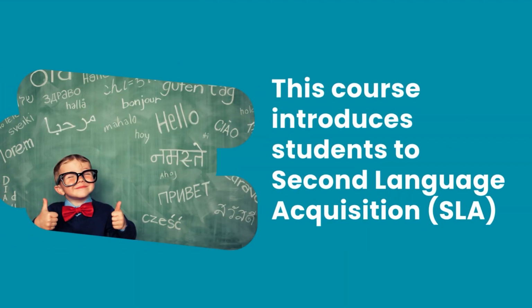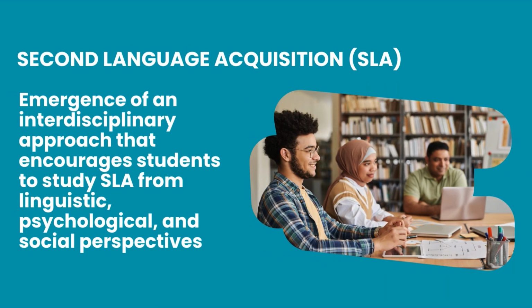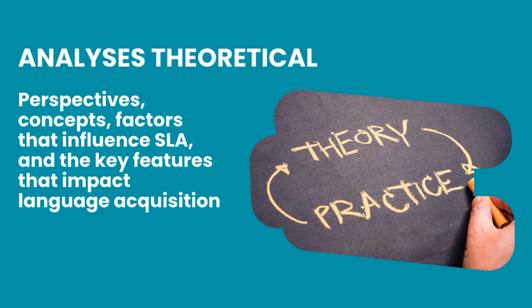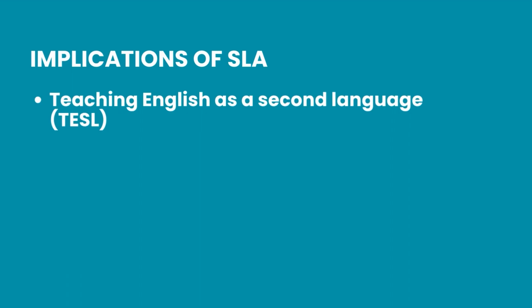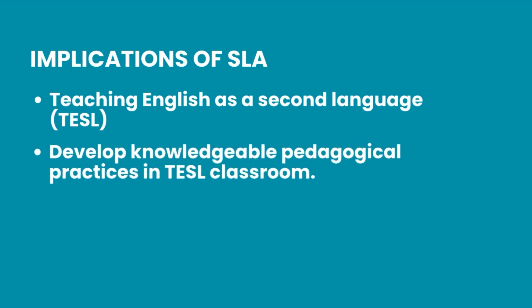This course introduces students to Second Language Acquisition, SLA, and the emergence of an interdisciplinary approach that encourages students to study SLA from linguistic, psychological, and social perspectives. It analyzes theoretical perspectives, concepts, factors that influence SLA, and the key features that impact language acquisition. It also evaluates the implications of SLA for teaching English as a second language to develop knowledgeable pedagogical practices in the TESOL classroom.